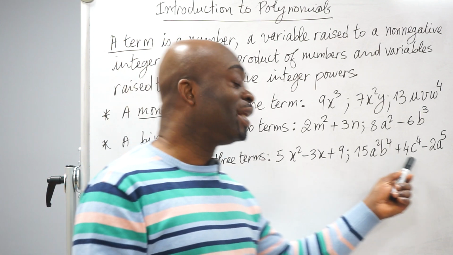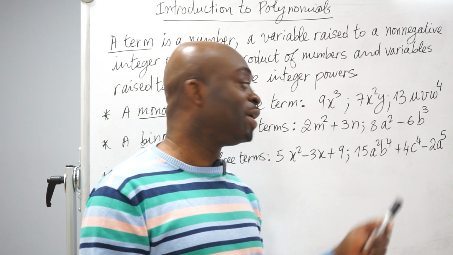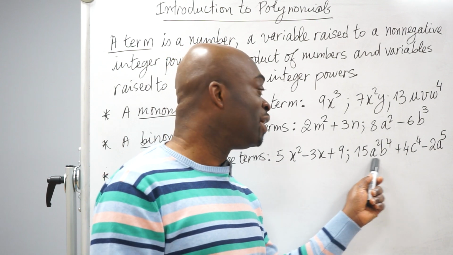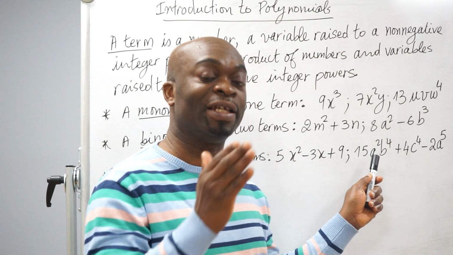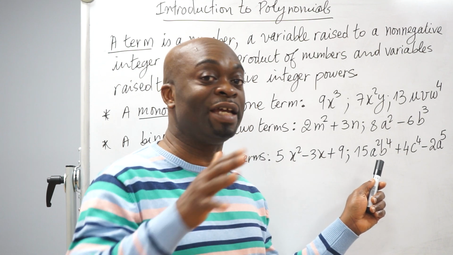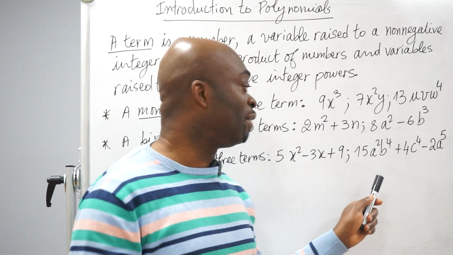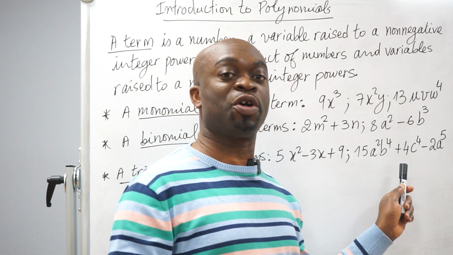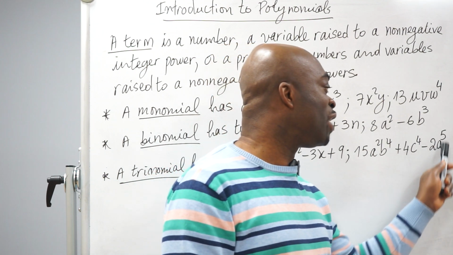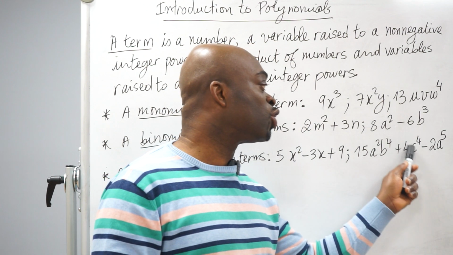Let's take the next example here, which is 15a to the second power, b to the fourth power. You see, the variables are together here also with no positive or negative sign in between. That means this is one term by itself. Plus 4c squared, which is another term by itself, minus 2a to the fifth power, which is also another term by itself. So we have 1, 2, 3 terms.